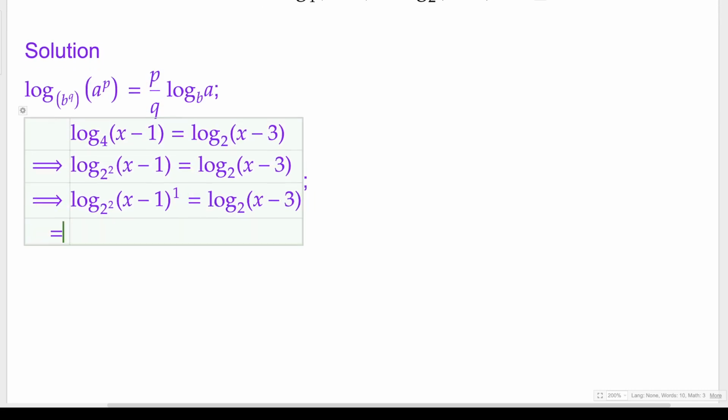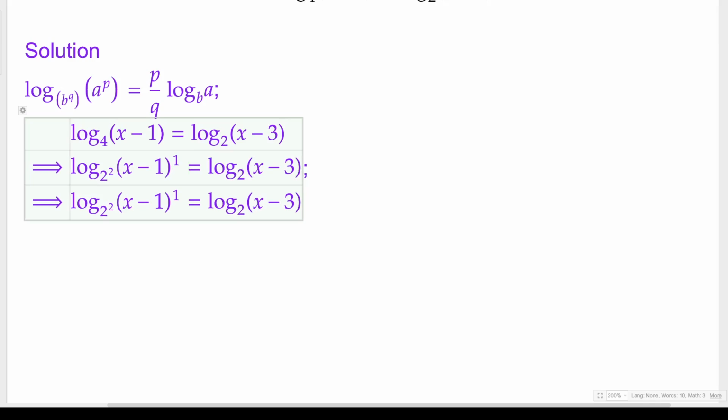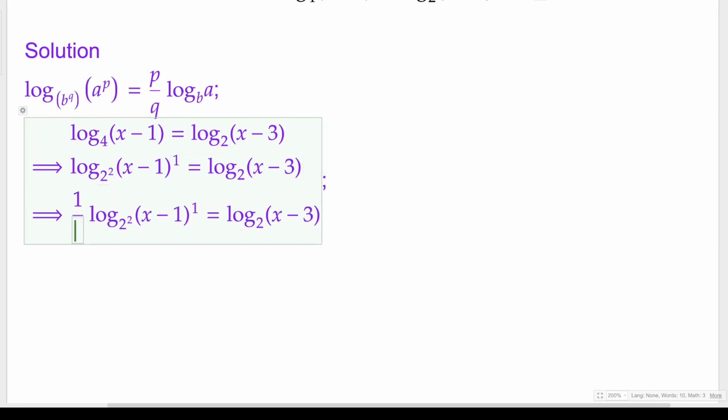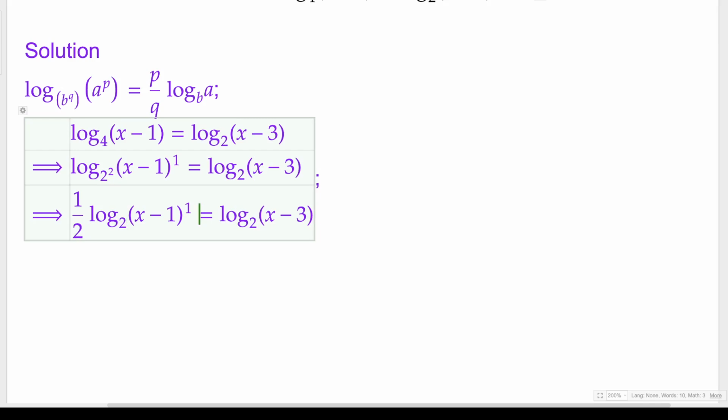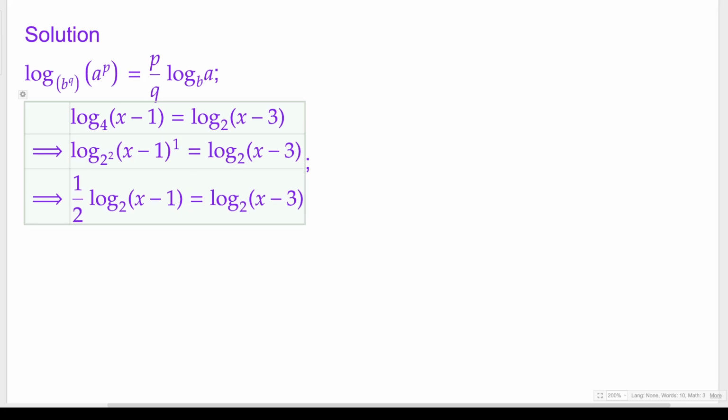From this one, I can write this in the very same step: here the power is 1, so this can be written as 1 over 2. The base will be 2 here, and on the argument you may or may not write the power 1, it is implicitly available, right? And now from this we can clearly observe this 1 over 2.